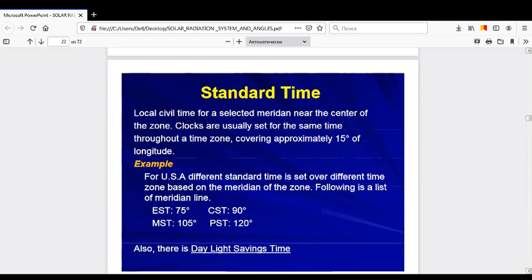Standard time. Local civil time for a selected meridian near the center of the zone. Clocks are usually set for the same time throughout a time zone covering approximately 15 degrees of longitude. Example: for the USA, different standard times are set over different time zones based on the meridian of the zone. The meridians are: EST 75 degrees, CST 90 degrees, MST 105 degrees, and PST 120 degrees. Also there is daylight saving time.